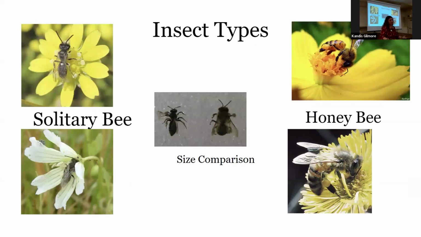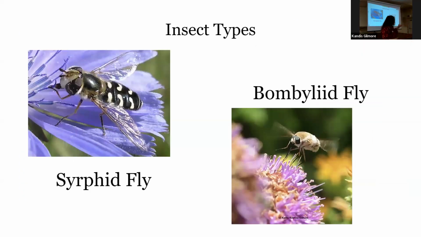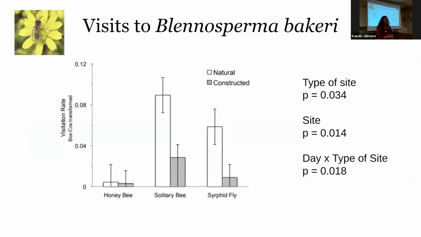And through the observation, I noticed 4 different insect types that were visiting them: the solitary bee and the honeybee. Solitary bees are about 2/3 the size of the honeybee. It's hard to tell the species when they're buzzing around, so I just had broader categories. And syrphid flies and bombyliid flies were the big types that I saw in the observational study. And so when I looked at Blennosperma bakeri, Sonoma Sunshine, I found that solitary bees were the greatest number of pollinators, the syrphid flies second, and that there was a significant difference between natural versus constructed sites.